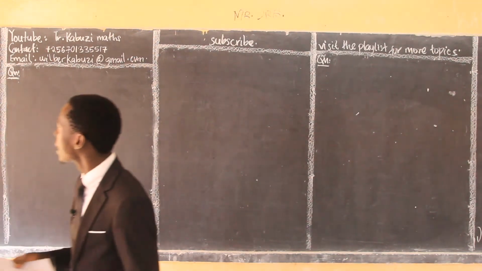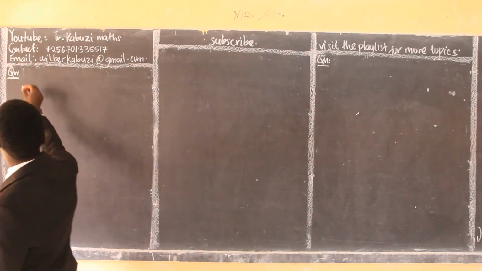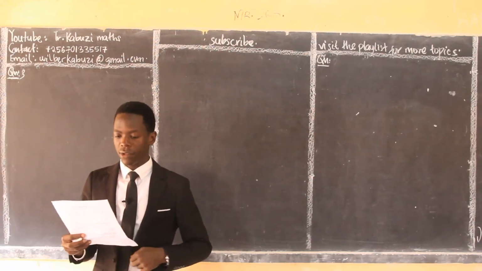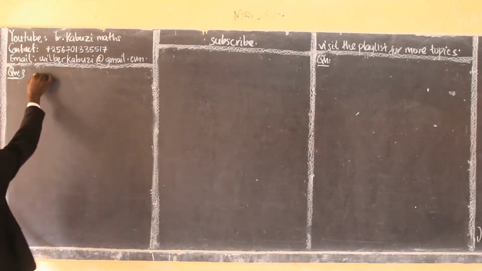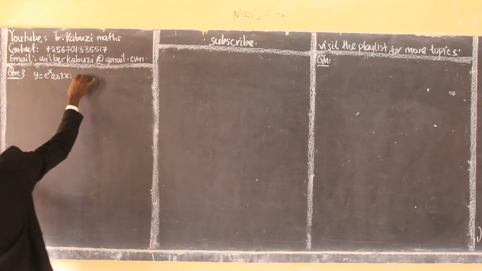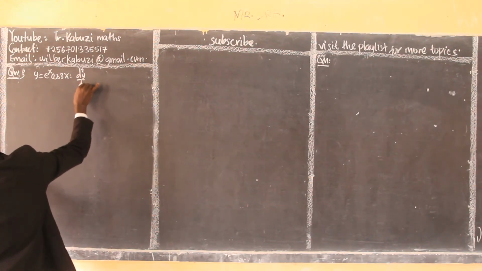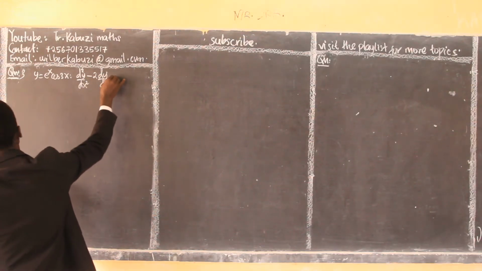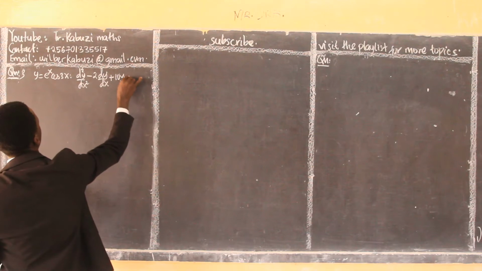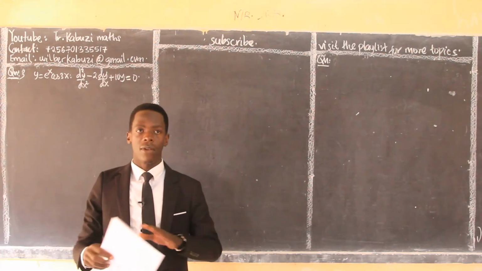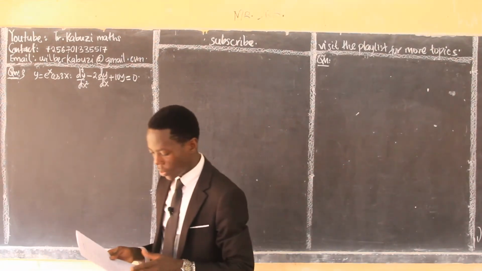Number 3, we're going to start with number 3 here. Given that y equals e^x cos 3x, they want us to show that d²y/dx² minus 2 dy/dx plus 10y equals 0. The question is there at the start of the video. You can always pause the video and look at the question properly.